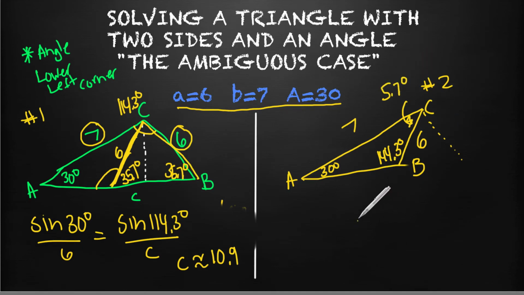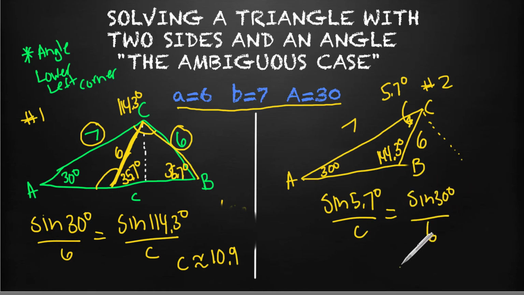And you can do law of sines here. Now we'll say sine of 5.7 degrees over little c is equal to the sine of 30 over 6. Cross multiply, and little c is going to be a very small side. It's going to be 1.2. And I have not drawn this to scale. It really should look something like this, with side A coming in there like that. And so that would make this side much smaller than the drawing, but you guys got the idea. All right, so when you have an ambiguous case, that means you have to solve both triangles.